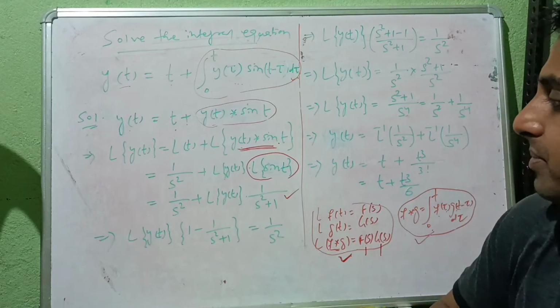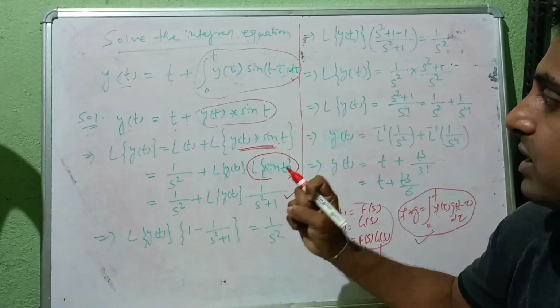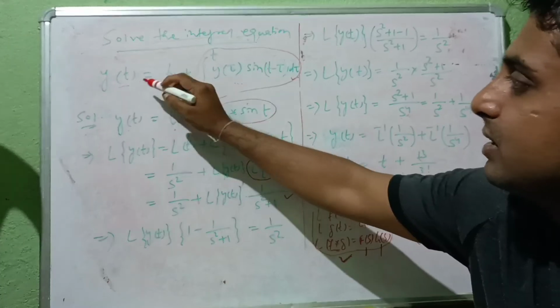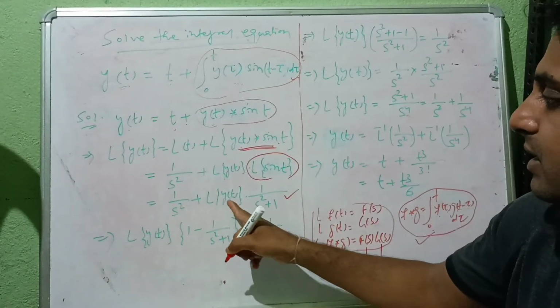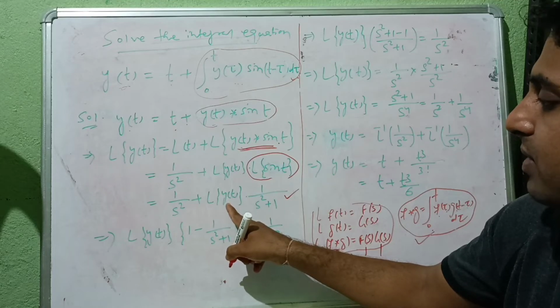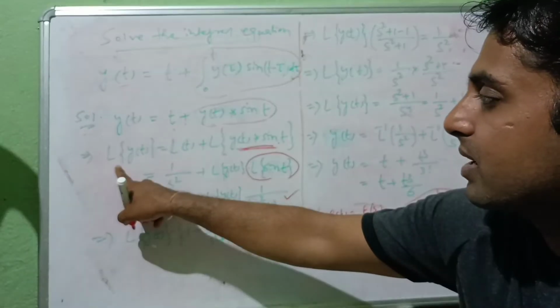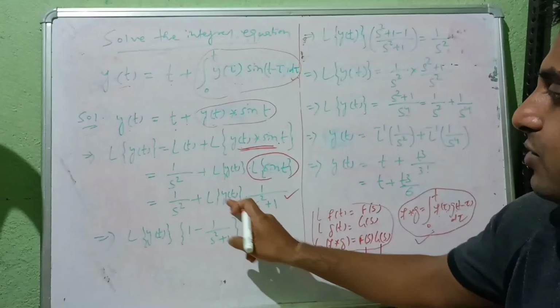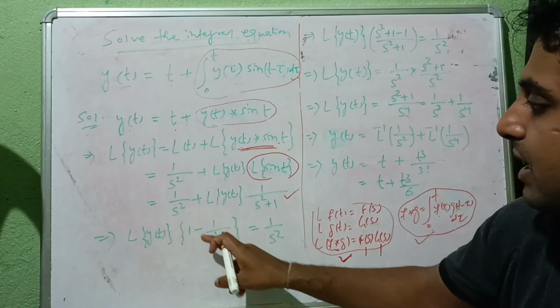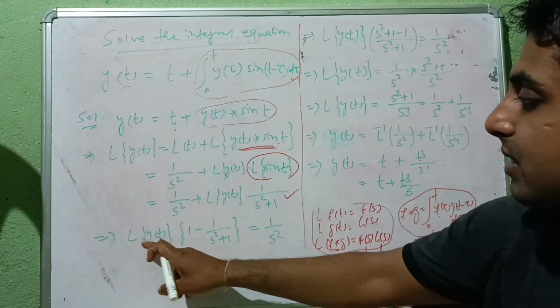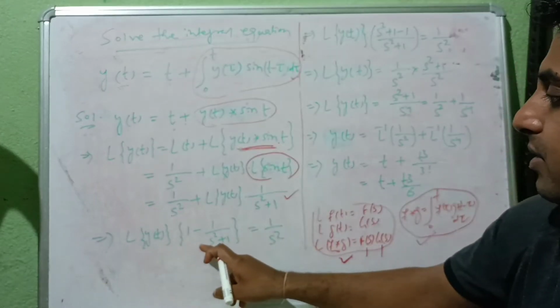Clear? So now what is our objective? To find y of t. Here we have Laplace of y of t on the right, and on the left hand side there is also Laplace of y of t. So take these two terms to the left hand side, and we will get Laplace of y of t, and what will the term be?